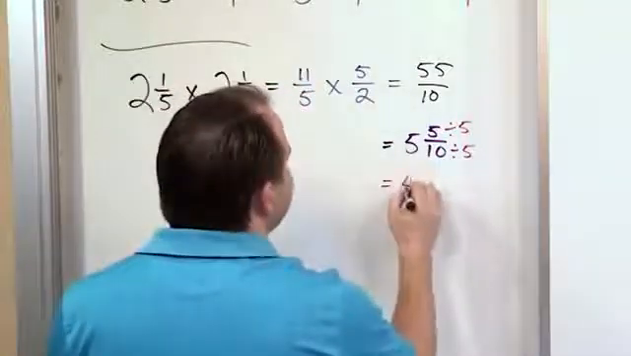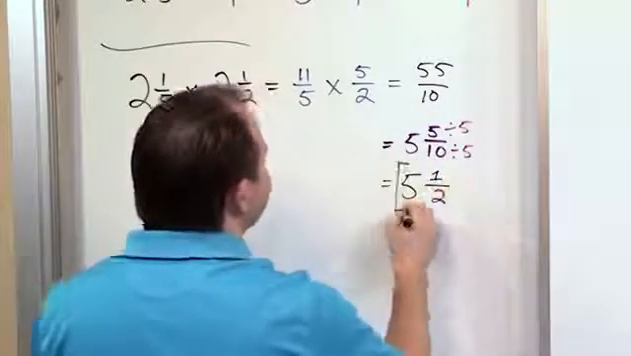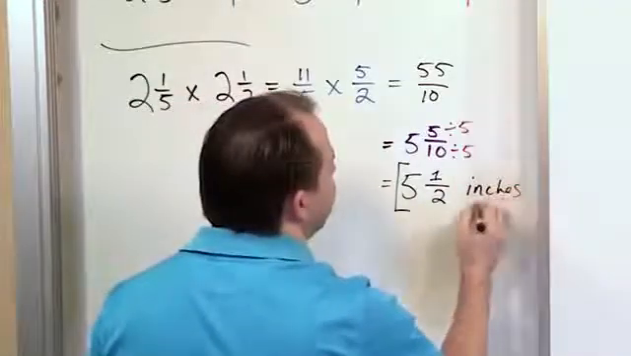to simplify it. And so I would get 5. 5 divided by 5 is 1. 10 divided by 5 is 2. So the answer is 5.5. And 5.5 what? 5.5 inches tall.